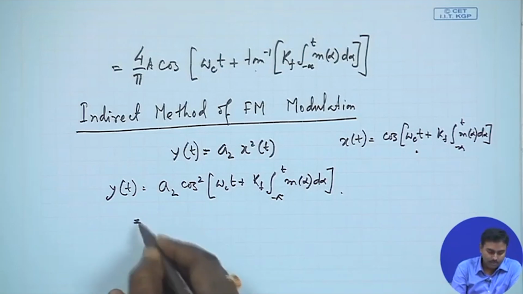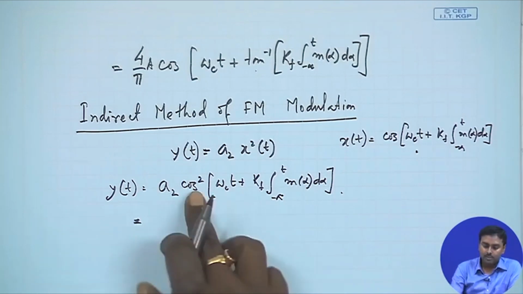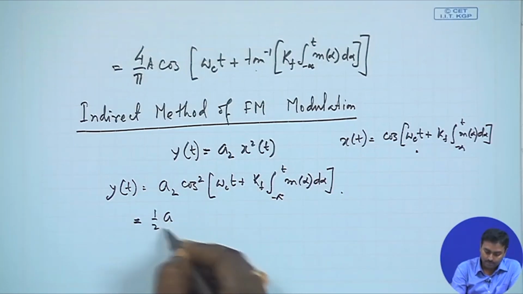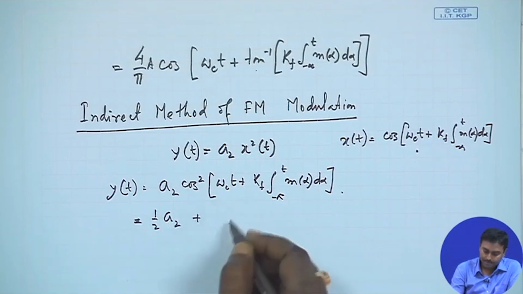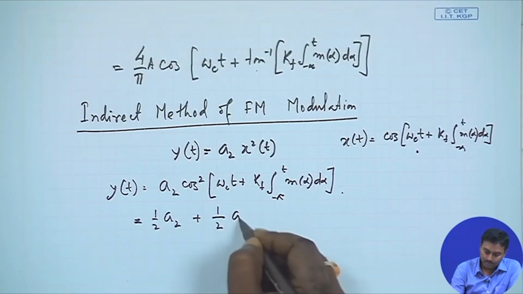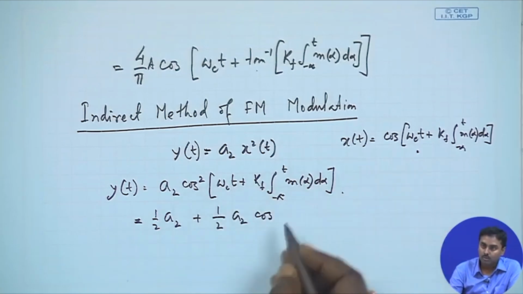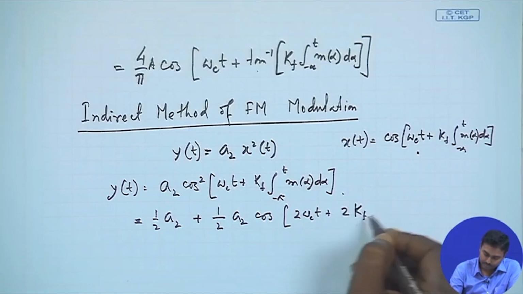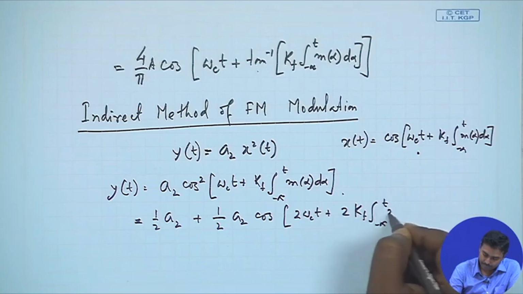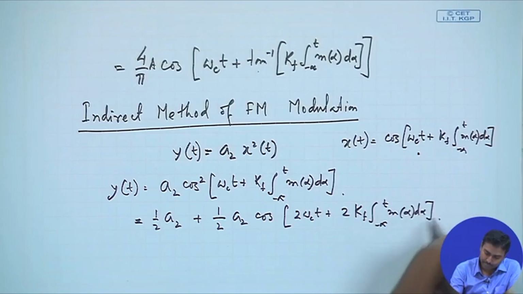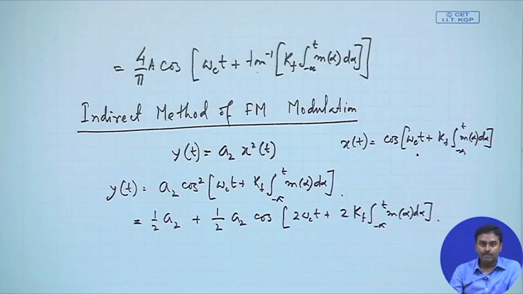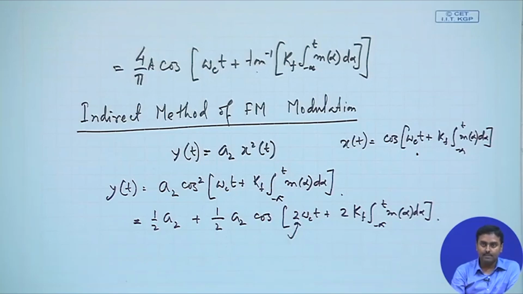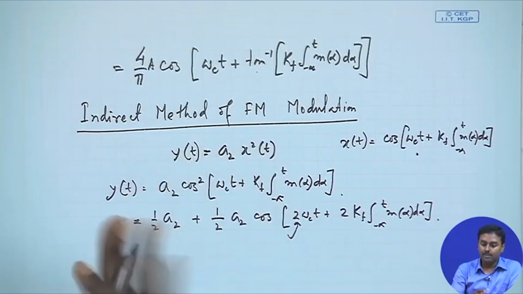Right. So, immediately what I can do, because it is cos square, I can have two terms. One will be half A2, plus there will be another term, half A2 cos 2 of this. So, I will get 2 omega ct plus 2 kf. Now, you will be able to appreciate why he was doing that. What is happening? There is a 2 factor which has come over here, something probably not desired, but we will discuss that.